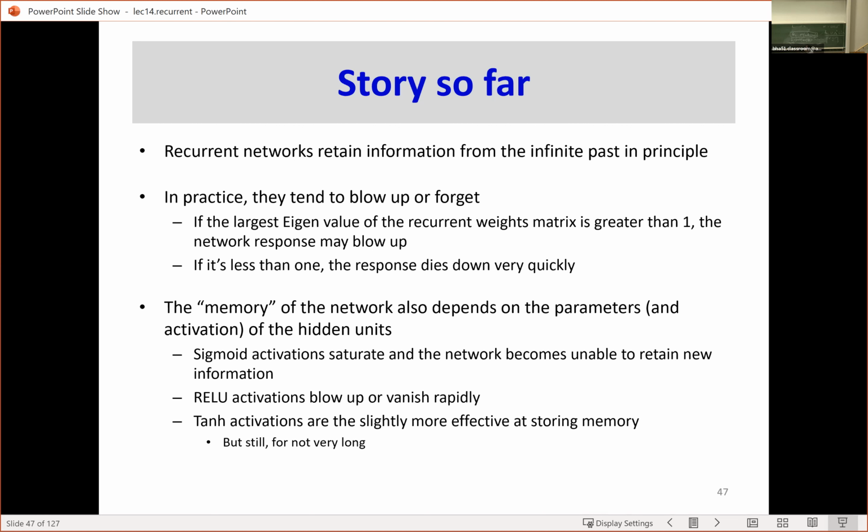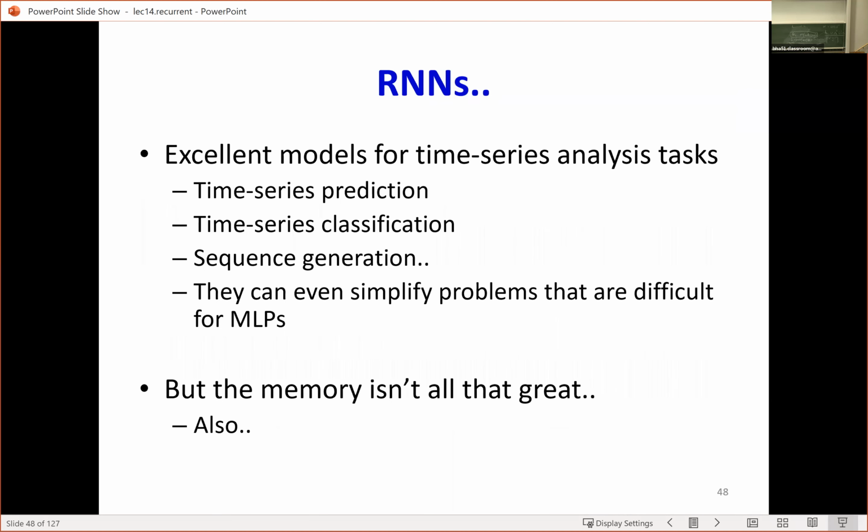The memory of the network also depends on the parameters and the activation of the hidden units. Sigmoid activations saturate very quickly. ReLU tends to blow up or vanish rapidly. TANH is slightly more effective at storing memory, but in all cases, if the output is not blowing up or dying, then the value at which it saturates depends only on the parameters of the network. The stable value doesn't depend on the input that you're trying to remember, right? So that's a problem.